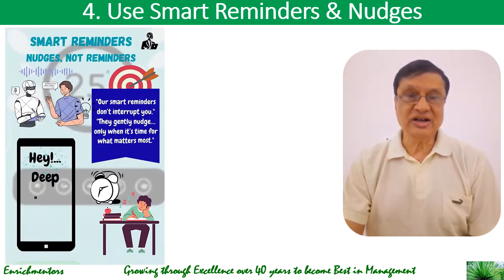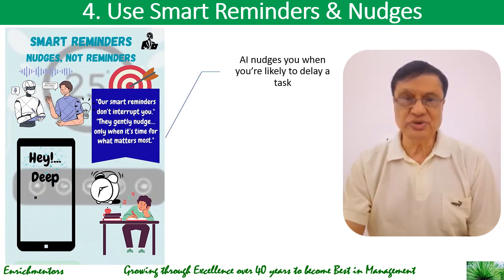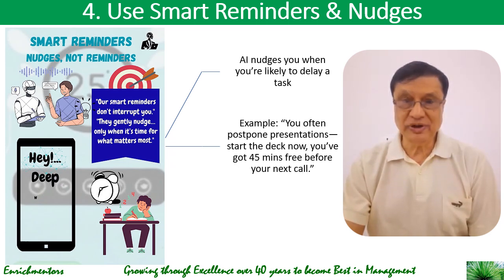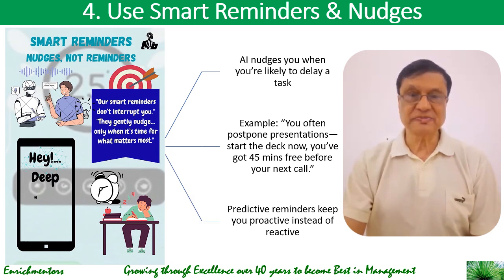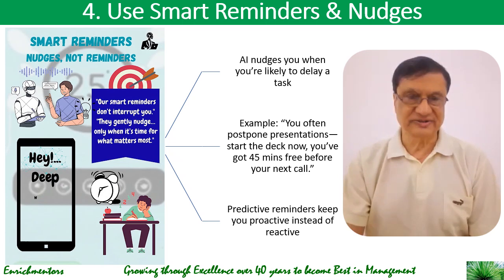The fourth thing is to start using smart reminders and nudges. Now, AI nudges you when you are ready to delay a task, based on your history of work. An example of that would be, you often postpone presentations. Start the deck now. You've got 45 minutes free before your next call. So, like this will be your smart reminders and nudges. And these predictive reminders, as we have talked about earlier, keep you proactive instead of reactive. So start using smart reminders and nudges like this.